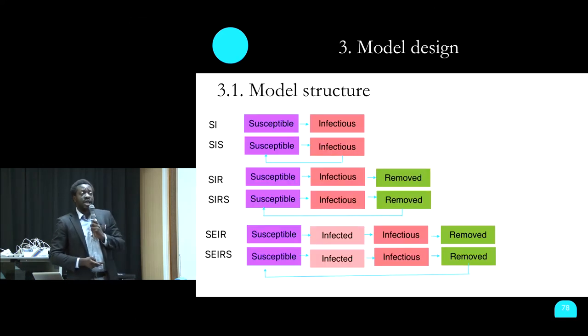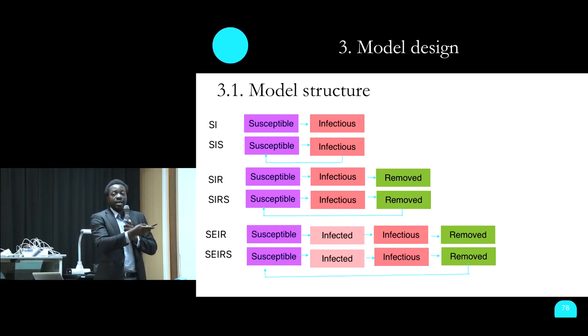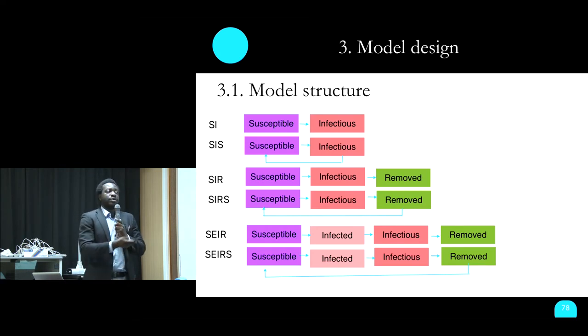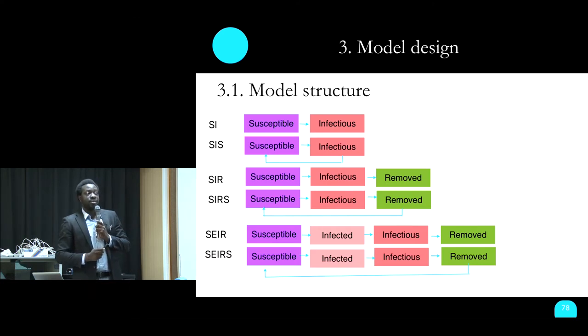There are many types of model structures. The simple one, for example, is SI, susceptible, infectious. So when you are susceptible, you directly become infectious. This is HIV. Generally, once you get infected, you become infectious, and you remain infectious until you die, if we consider the natural history.